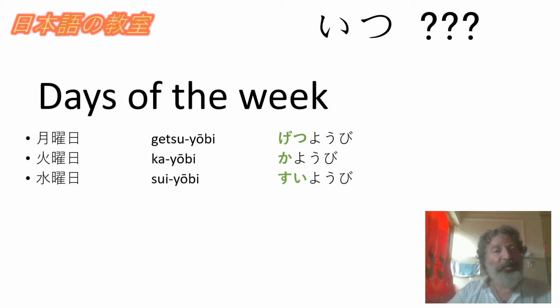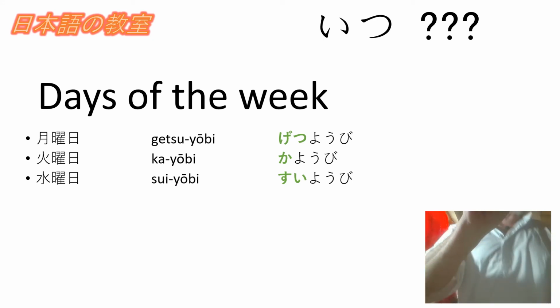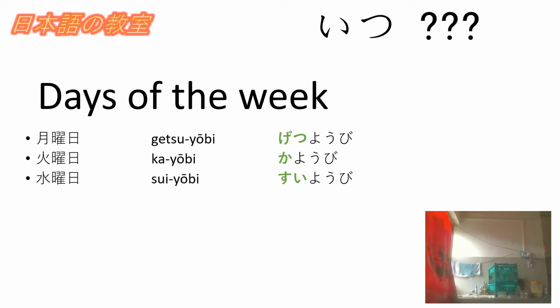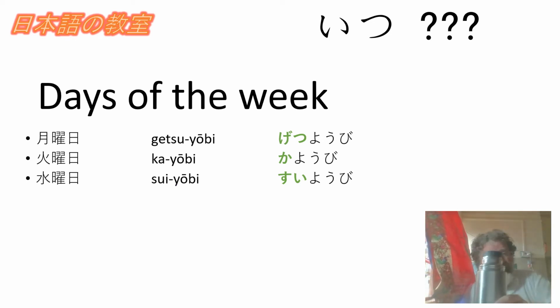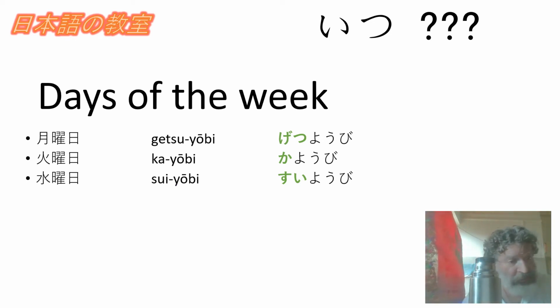Suyobi. Sui is water. The Japanese pronunciation is mizu. Mizu o nomitai to omoimasu. Mizu. I'm going to go get some mizu. I'll be right back. Mizu o chotto tori ni ikimasu. Mizu o torimasu.